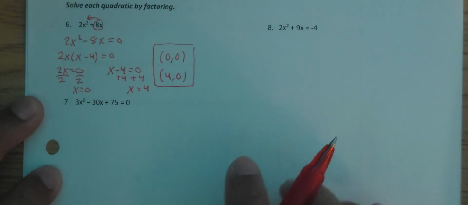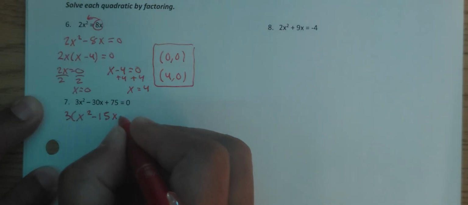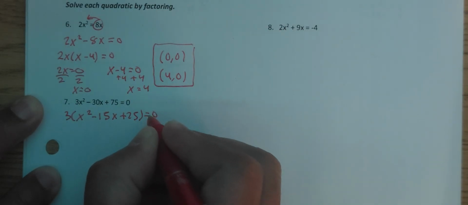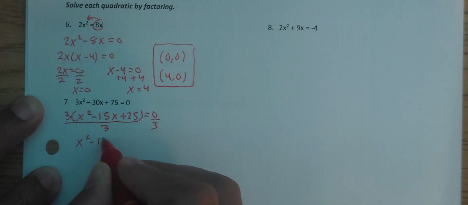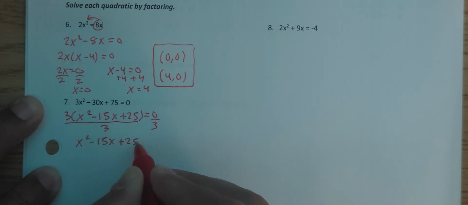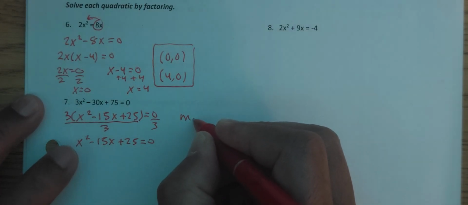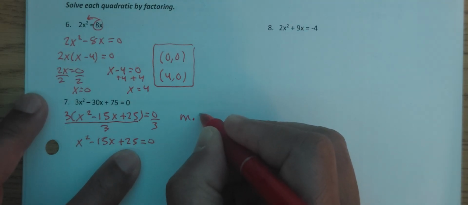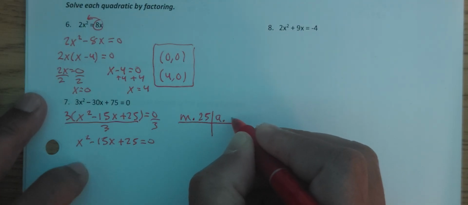Okay, next one. For this one here, there's a GCF because 3 goes into 30 and 75. So then 3 comes out. Now this becomes x squared minus 15x plus 25 equals 0. I'm going to divide by 3 right away. You can do this right away. Then you need to find multiples of a times c, a being 1 and c being 25, so multiples of 25 that add to 15.